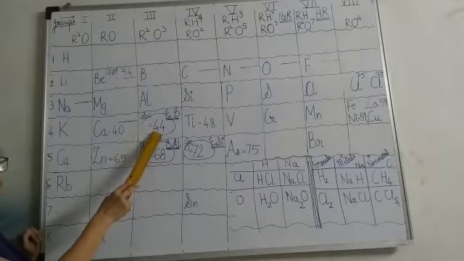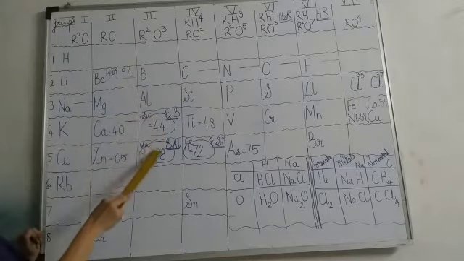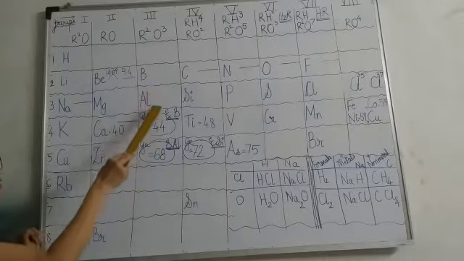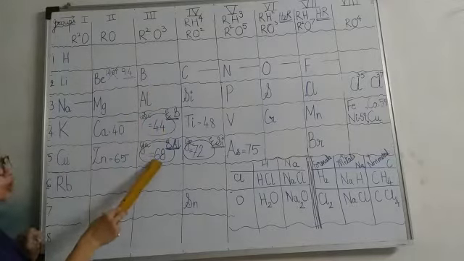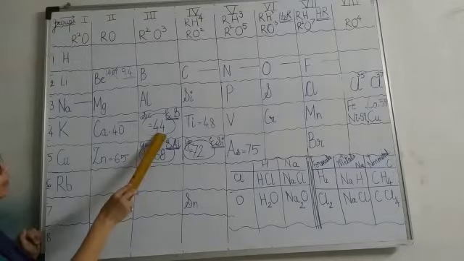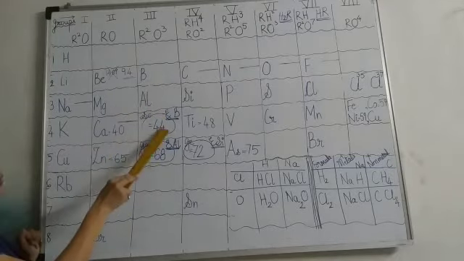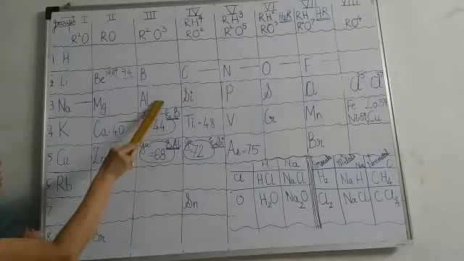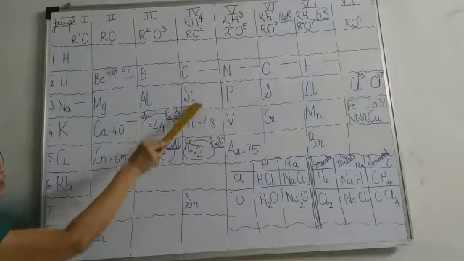Not only did he leave the vacant space, but he also predicted their properties. We saw that all the elements in a column had similar properties. So he predicted that these had similar properties to the ones in the same column. Now, let us see what they were called by him. Here there is one which he called Ika boron. If you see, boron is here, and he called this element Ika boron. He called this element Ika aluminium. And here he called it Ika silicon.